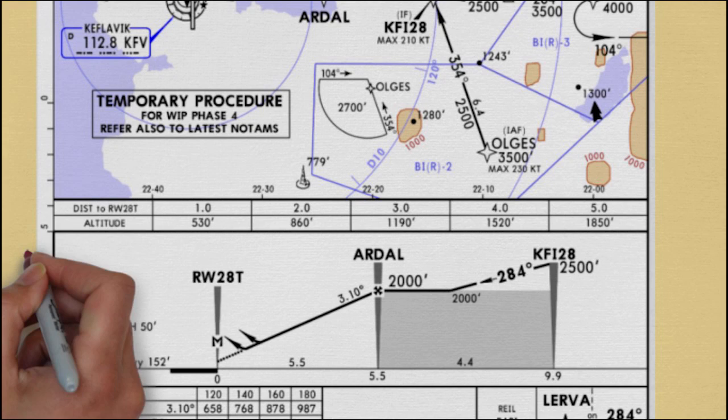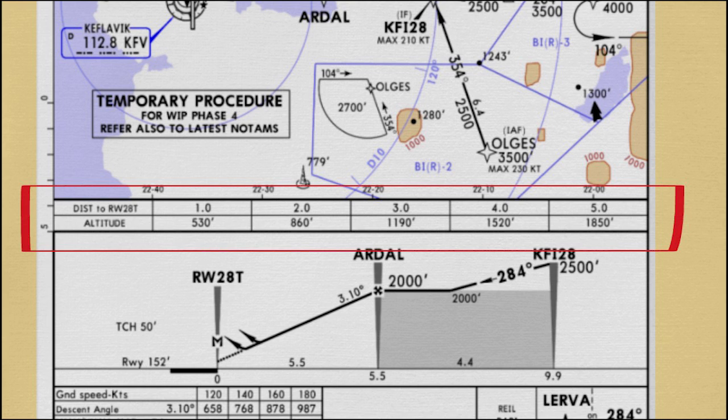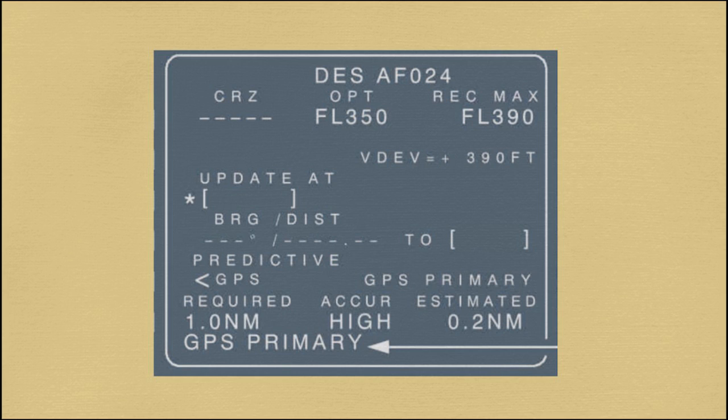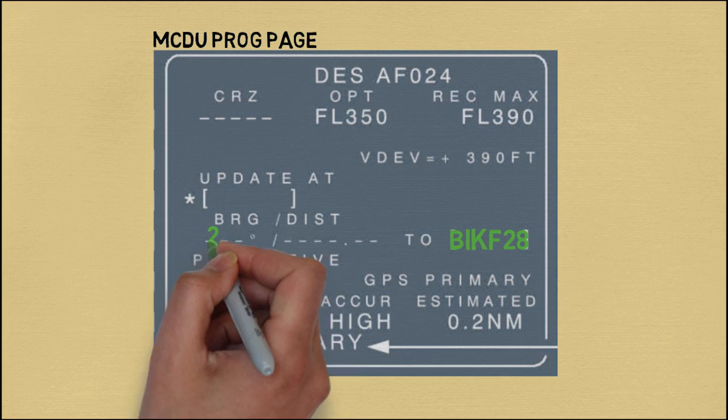Remember from a previous module that approach plate has height versus distance for profile monitoring based on the runway threshold? On the MCDU progress page, you can insert the runway threshold and it will provide bearing and distance with a continuous update.